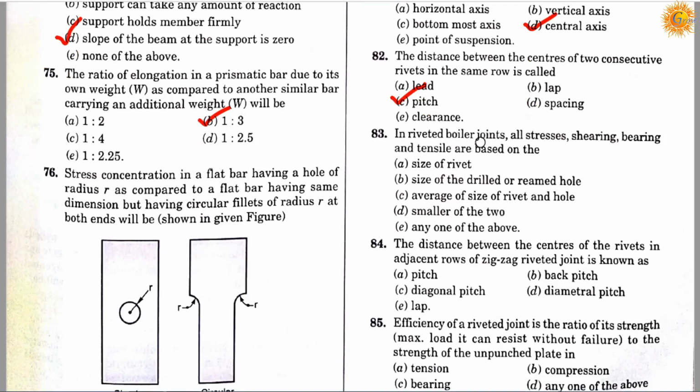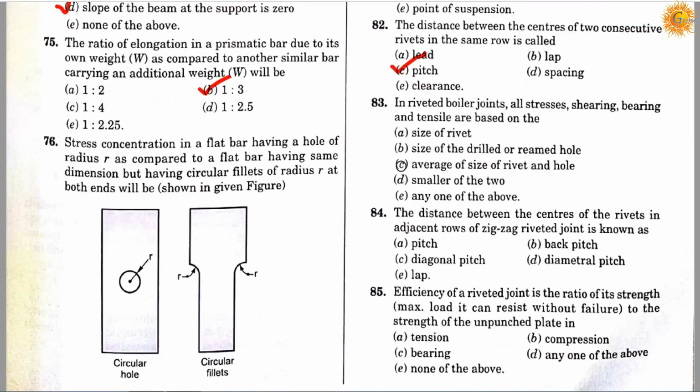Question number 83. In riveted boiler joints, all stresses, shearing, bearing and tensile are based on the option A size of rivet, option B size of the drilled or rammed hole, option C is the average of size of rivet and hole, option D is the smaller of the two, and option E is any one of the above. Correct answer is B, size of the drilled or rammed hole.